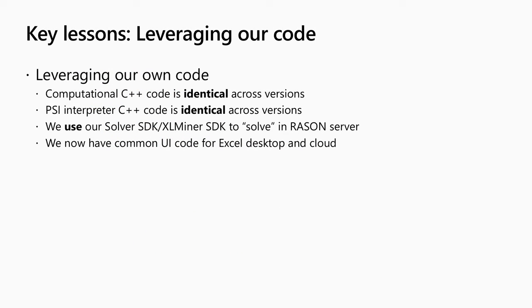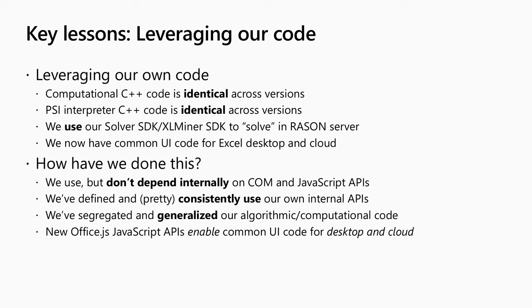So at this point, we have leveraged our computational code. We have leveraged our Psi interpreter code. We've also leveraged our Solver SDK, something we built for other developers to use, by ourselves, because we're a developer and we want to build this Raceon server. And now we have something even better. Because of the JavaScript API, the modern Office.js APIs, we have common UI code as well for Excel desktop and cloud. And we've done this in the ways that we have already talked about.